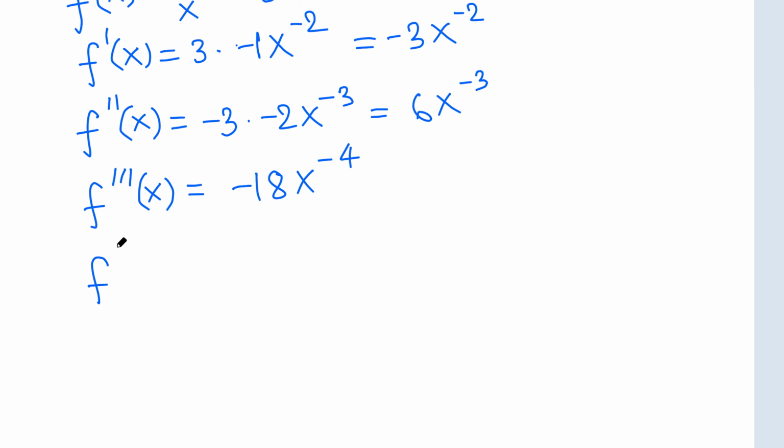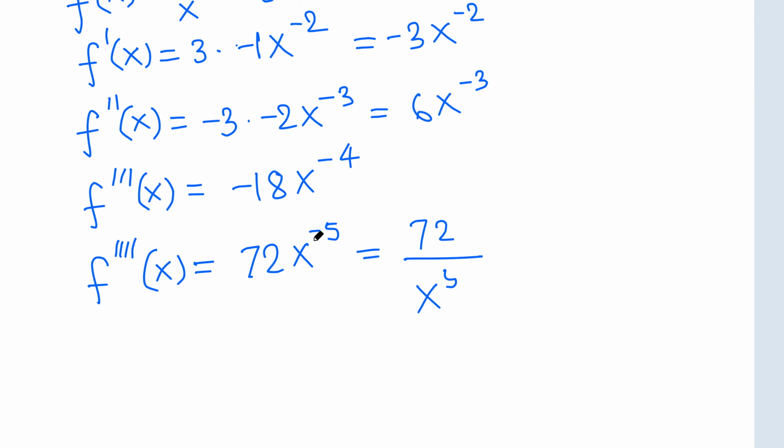Now the fourth derivative, 1, 2, 3, 4: negative 4 times negative 18, negative times negative is positive, 4 times 18 is 72, x to the negative 4 minus 1, negative 5. Like n x to the n minus 1. We may leave it here, but the better answer would be 72, not 75, over x raised to 5, because negative means put it on the bottom. Okay, final.